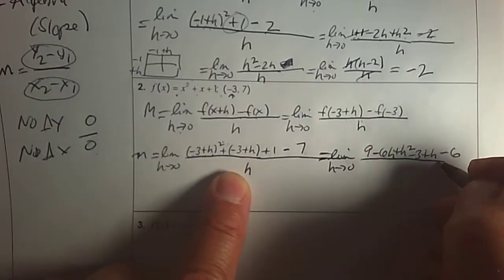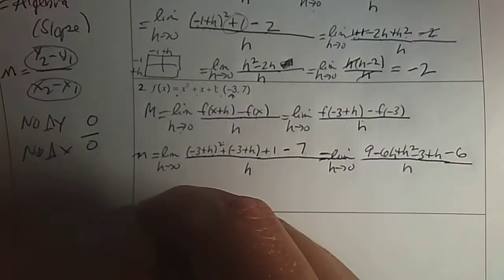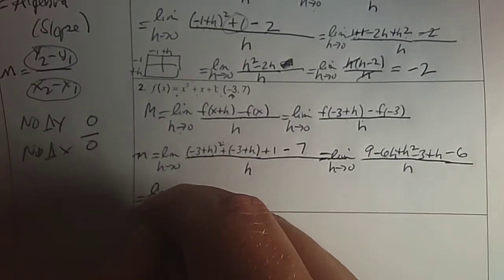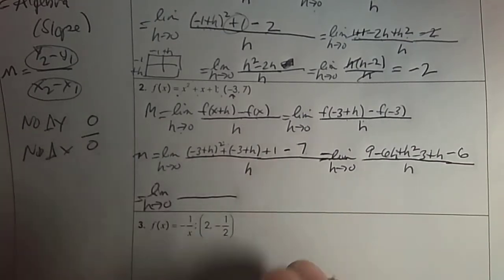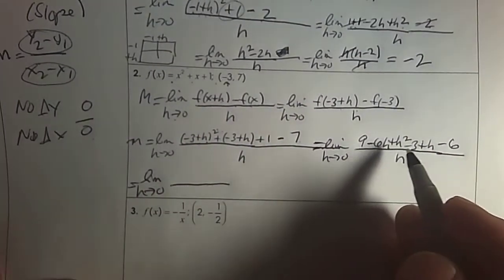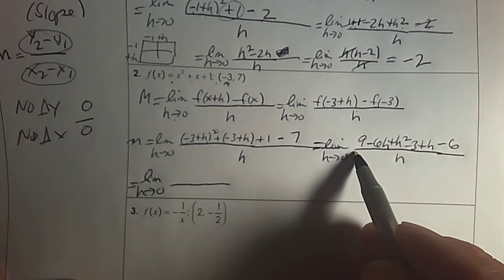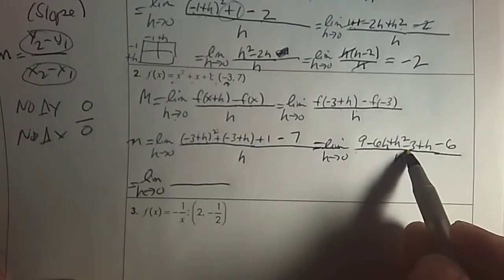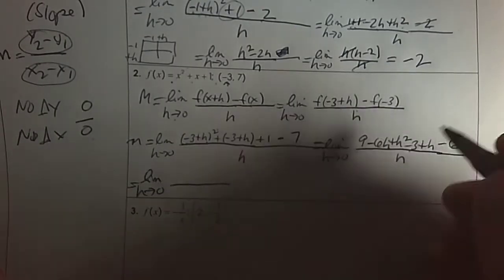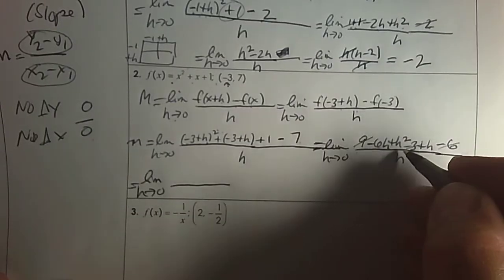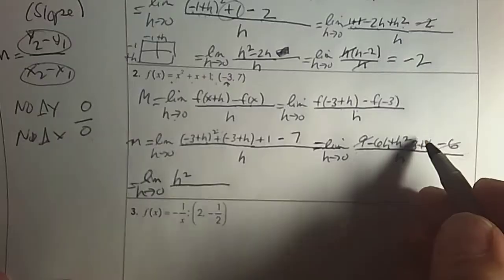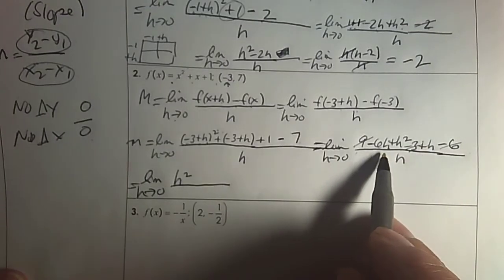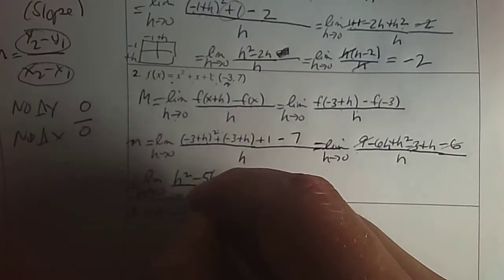We have 1 take away 7, which is negative 6. And that's all over h. Still the limit notation. Now I'm going to combine like terms in the numerator. So 9 take away 3, 6 take away 6. That's 0. So we no longer have a constant. They are eliminated. I have an h squared, and I have negative 6h plus h. That's negative 5h when I combine like terms.